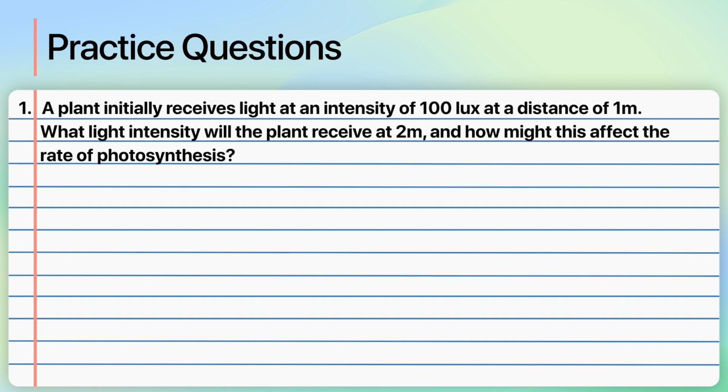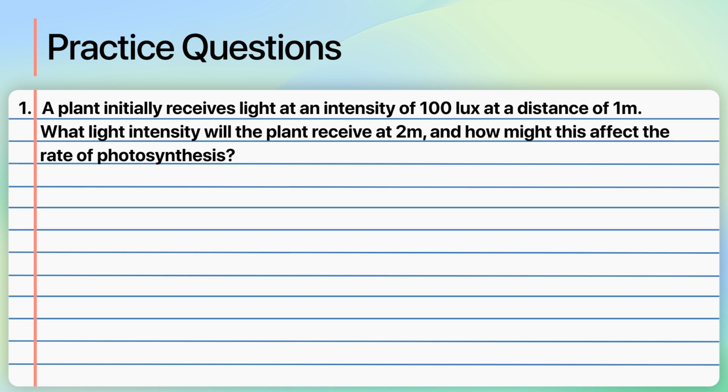Let's work through some questions to consolidate our understanding of inverse proportion and the inverse square law in photosynthesis. Question 1. A plant initially receives light at an intensity of 100 lux at a distance of 1 meter. What light intensity will the plant receive at 2 meters? And how might this affect the rate of photosynthesis? Pause here to have a go.